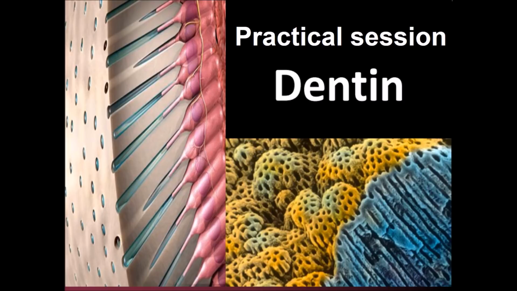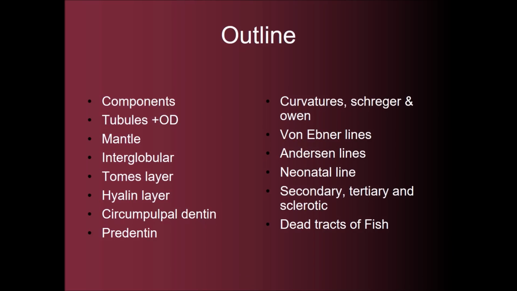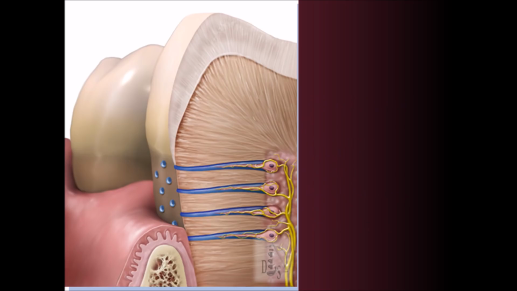Hi students, today we'll talk about dentin. The outline of our lecture will include components of dentin, tubules and odontoblasts, mantle dentin, interglobular dentin, Tomes layer, hyaline layer, circumpulpal dentin, predentin, curvatures, Schreger and Owen lines, von Ebner lines, Andresen lines, neonatal line, secondary, tertiary, and sclerotic dentin, dead tracts.